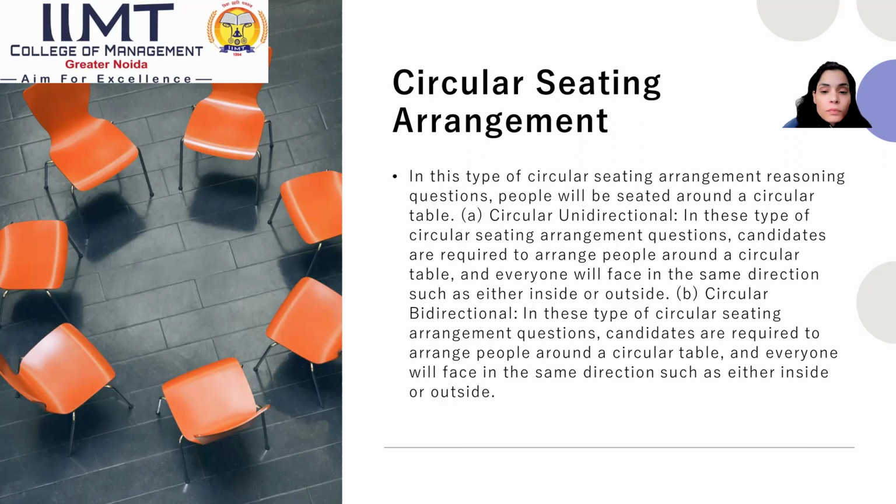And mostly, unidirectional questions are very easy to solve and bidirectional questions are very tough. In these types of circular sitting arrangement questions, arrange by the information whatsoever given.